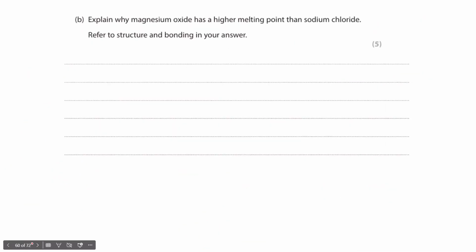Explain why magnesium oxide has a higher melting point than sodium chloride. Refer to the structure and bonding in your answer. Right. For that, I want to tell you something before that. These are the things you have to know, right?